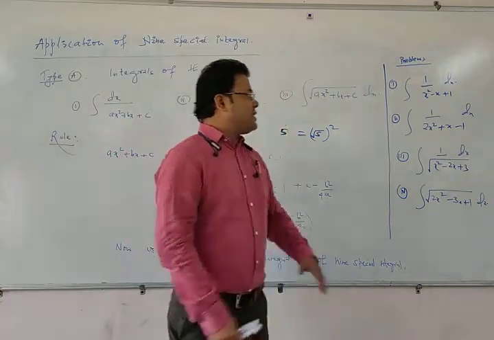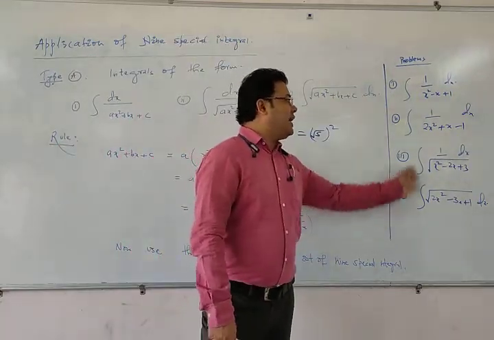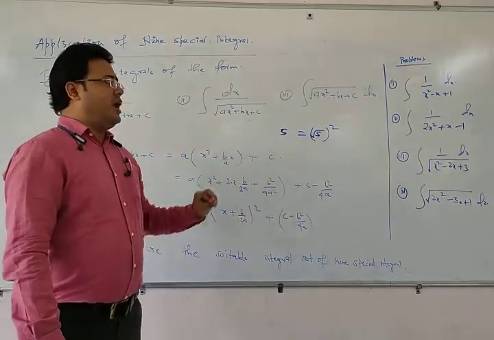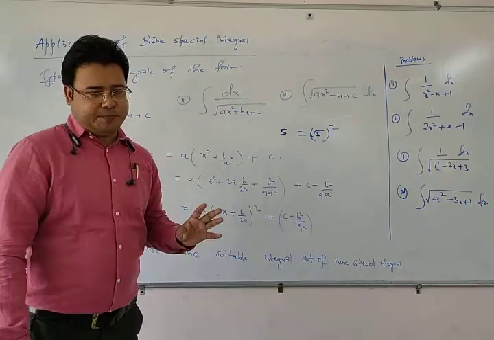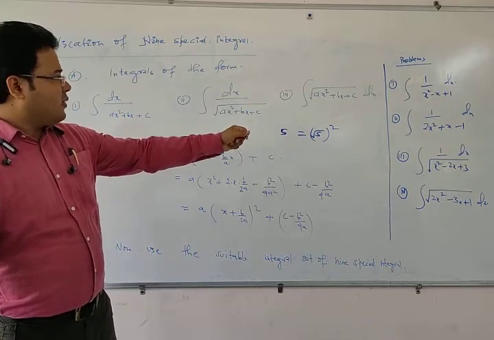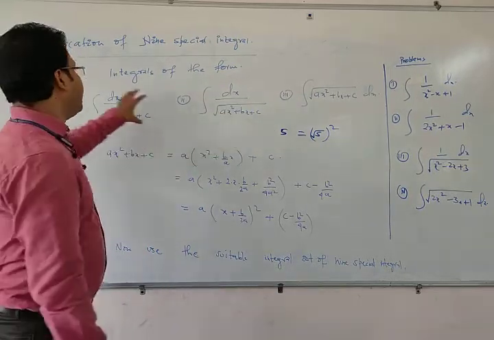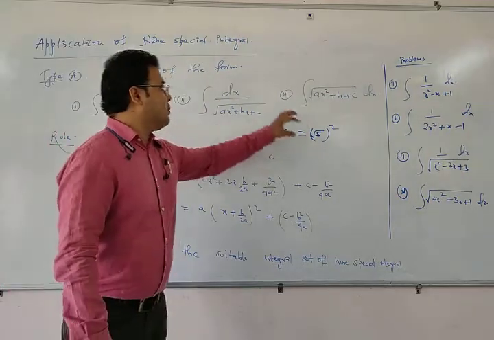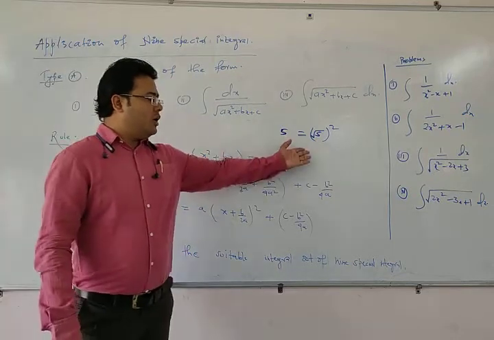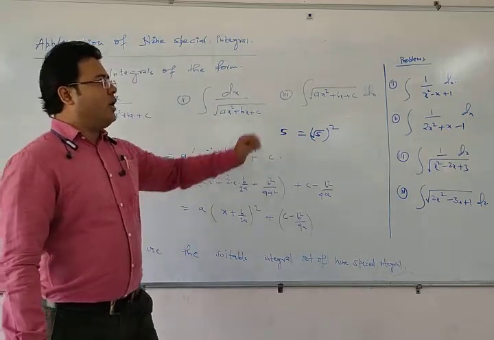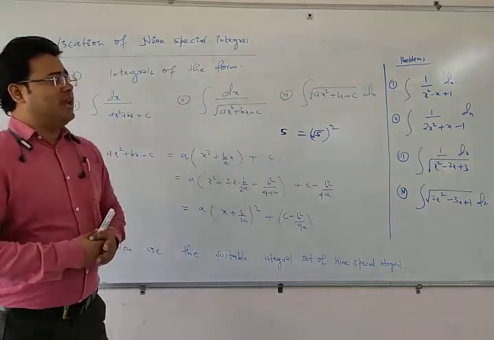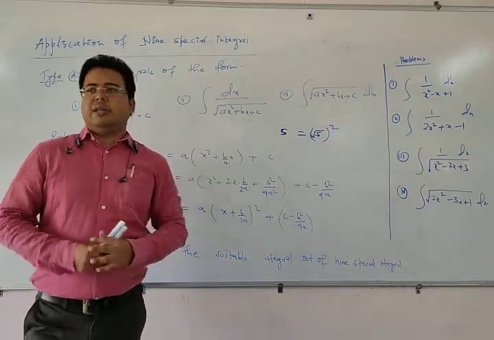Now you can see on the right hand side of the board there are 4 integrals written and we have to evaluate them. These integrals belong to this type, and this is the method by which we can evaluate this type of integral. Now, one by one, we will evaluate these 4 integrals.